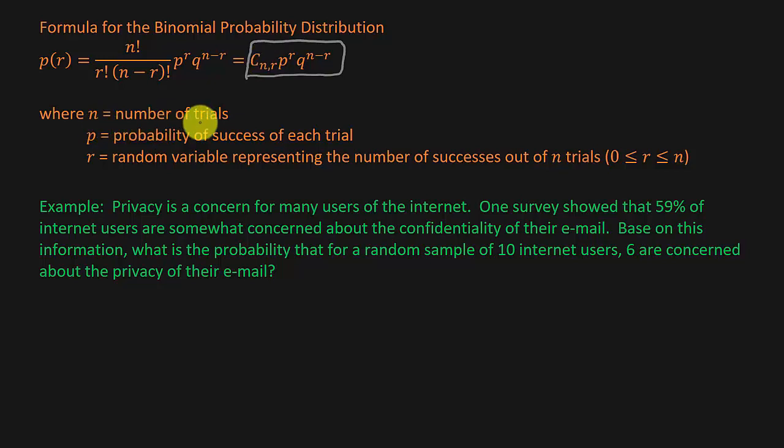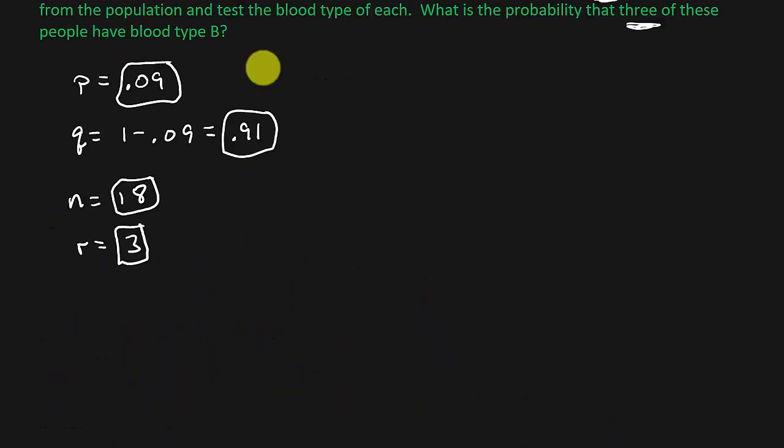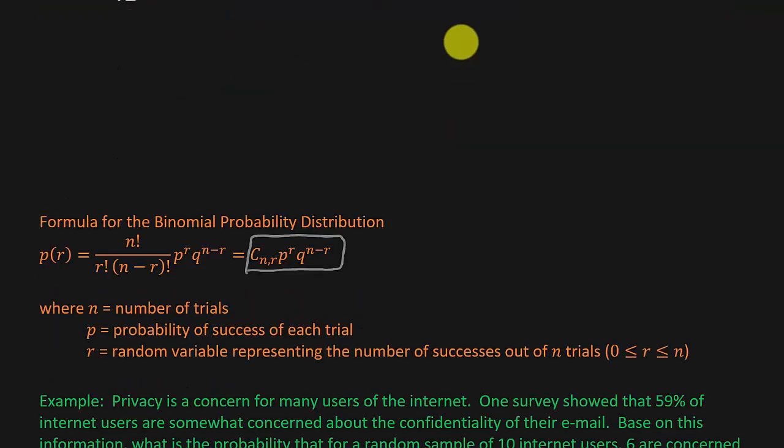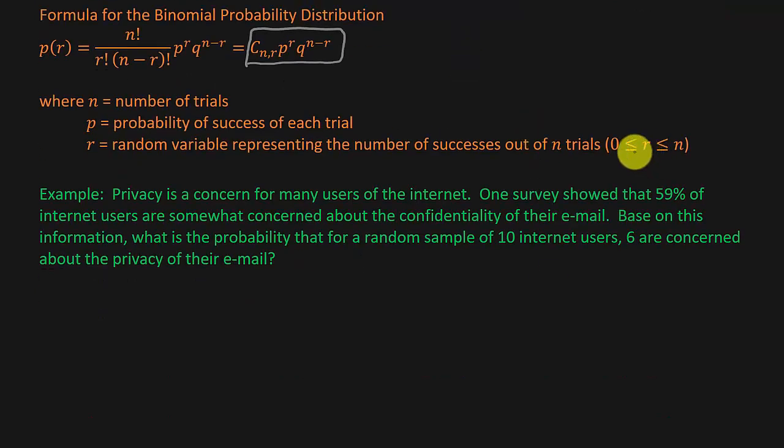Okay, so N is the number of trials. P is the probability of success of each trial, and R is the random variable representing the number of successes out of N trials. So we learned how to identify all that up here in the previous example. All right, and R is going to be between 0 and N. R is not going to be more than N. It can equal N, but it's never going to be more than N, and it's not going to be less than 0. You're not going to have negative successes.